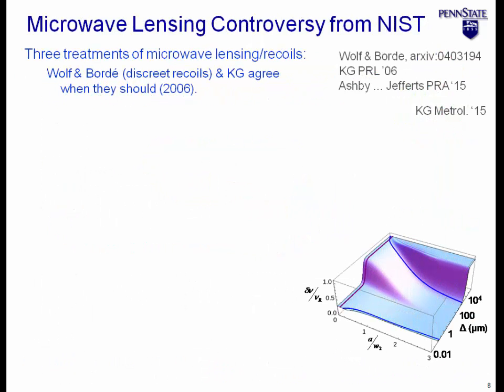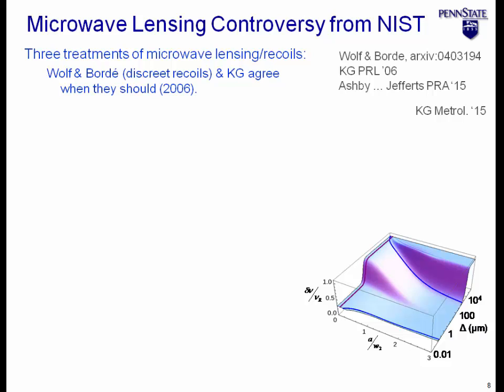So many of you probably know there's some recent controversy on microwave lensing coming from NIST. The history of microwave lensing or microwave recoils dates back to 2004. Peter Wolf and Christian Bordé essentially treated discrete recoil shifts, and I treated the microwave lensing, and then in the last year, NIST has treated this as well. If you point to any fountain in the world and ask what each of these treatments predicts for that fountain, you get 3 different answers.